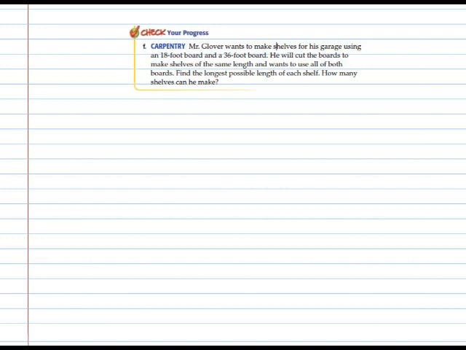In this example, Mr. Glover wants to make shelves for his garage using an 18-foot board and a 36-foot board. He will cut the boards to make shelves the same length. He wants to use all of both boards. Find the longest possible length of each shelf and how many shelves he can make. Well, again, a situation that's reasonably common. 18 goes into 36 twice with no remainder, meaning the greatest common factor of 18 and 36 is 18.